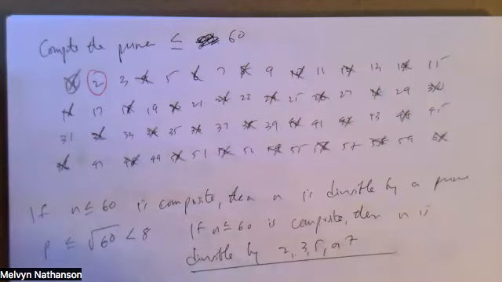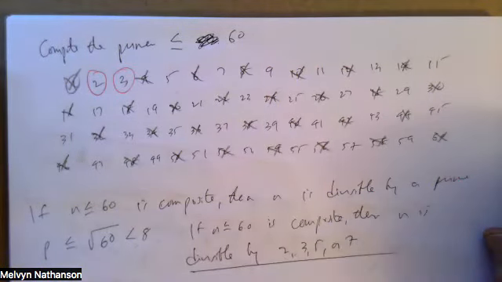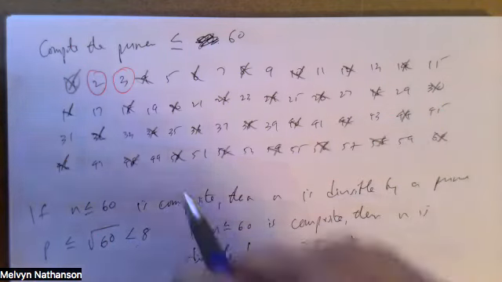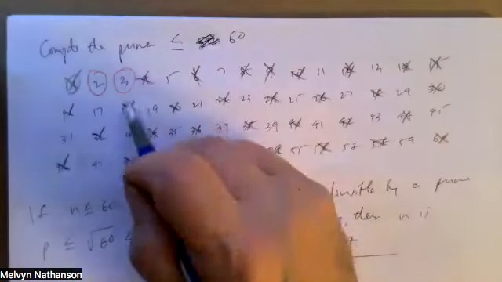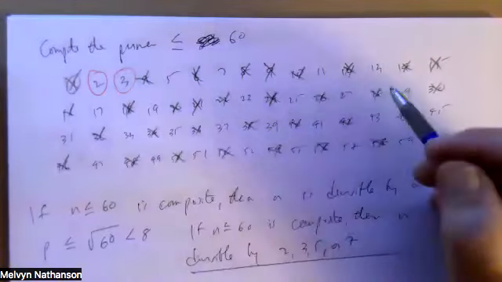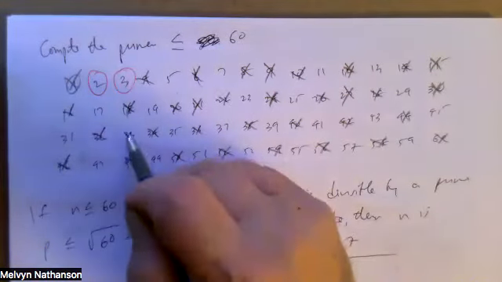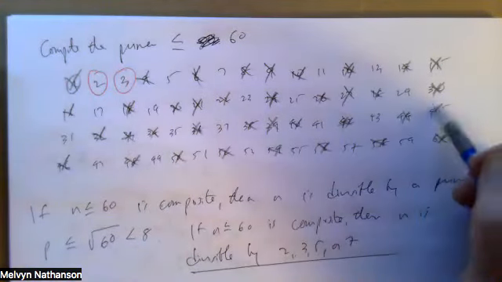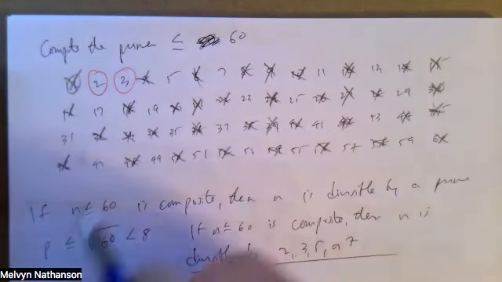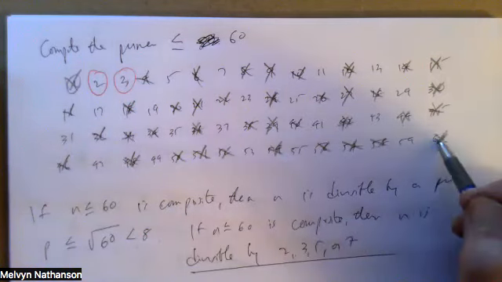Okay. What's the first number I haven't crossed out? It's 3. That's a prime. But every multiple of 3 is composite, so I can cross out all the multiples of 3. 6, 9, 12, 15, 18, 21, 24, 27. Some numbers get crossed out more than once. 33, 36, 39, 42, 45, 48, 51, 54, 57, 60.